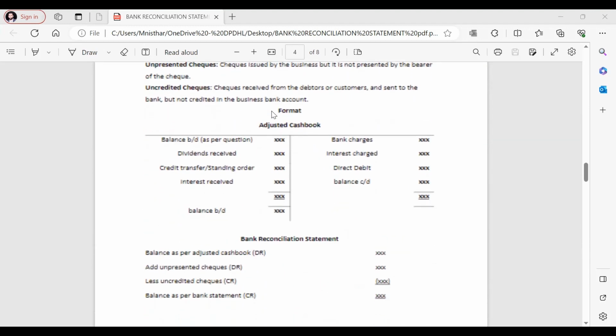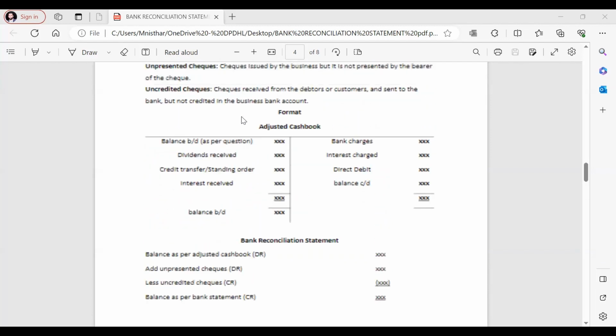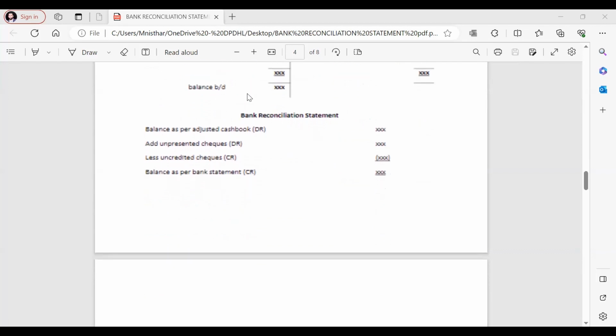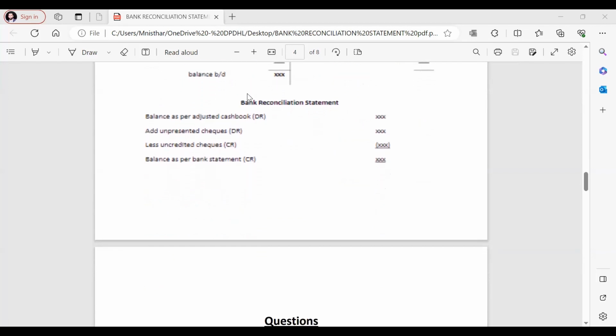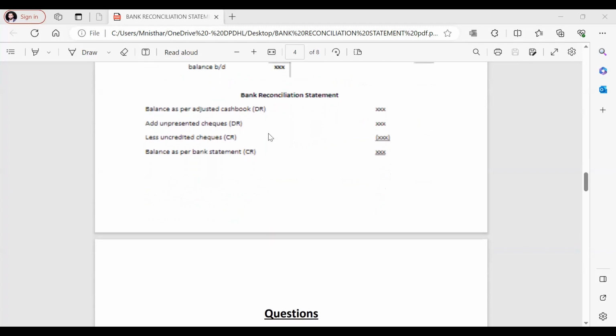So here is the format of the adjusted cash book. When we prepare the bank reconciliation statement, there are only two things we should prepare: the adjusted cash book and the bank reconciliation statement. For all levels, we don't get many transactions. We will get dividends, bank charges, and direct remittances. In the bank reconciliation statement, we will have unpresented checks, unrealized checks, and the other things we have to calculate: the balance as per the adjusted cash book and the balance as per the bank statement.